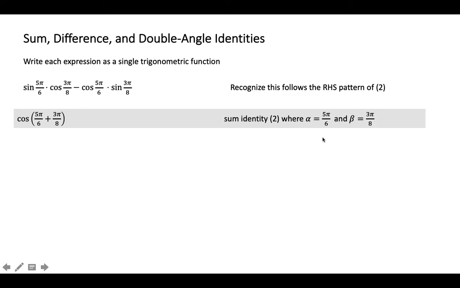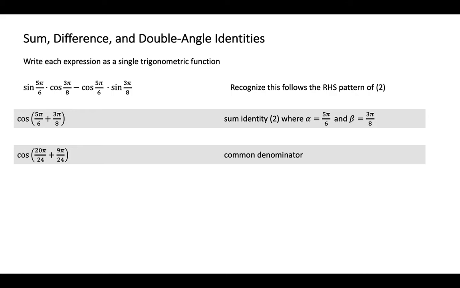3 pi over 8. In other words, we can try to add these through a common denominator. The lowest common denominator is 24. So the above expression is equivalent to the cosine of 29 pi over 24. So again, we're going to write as a single trigonometric function here.